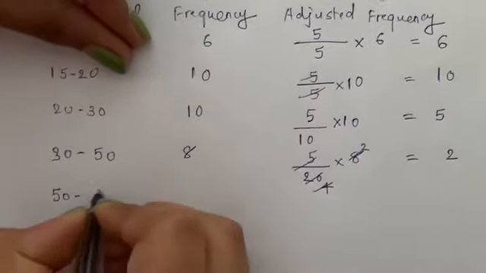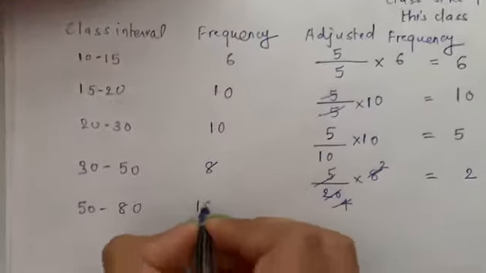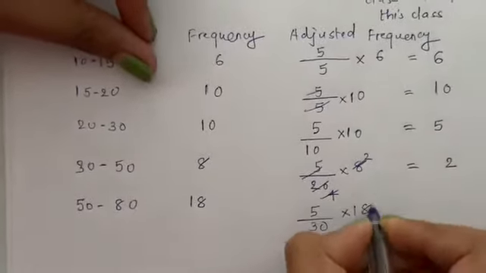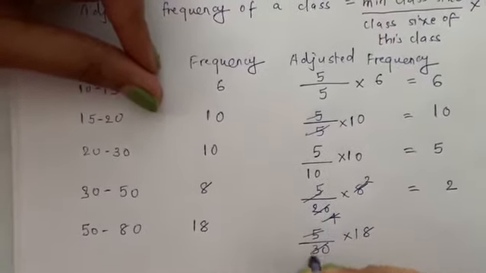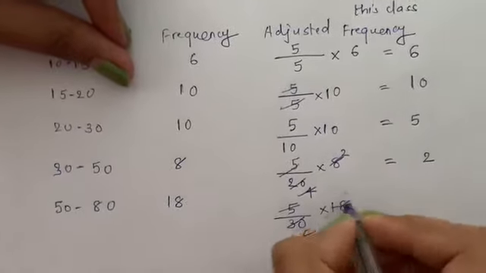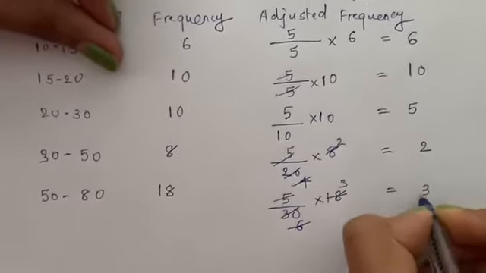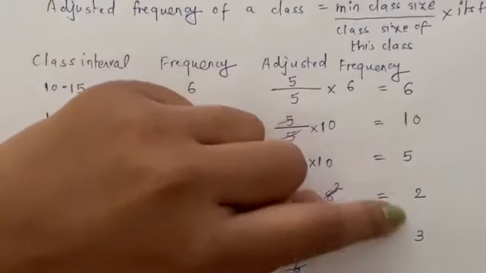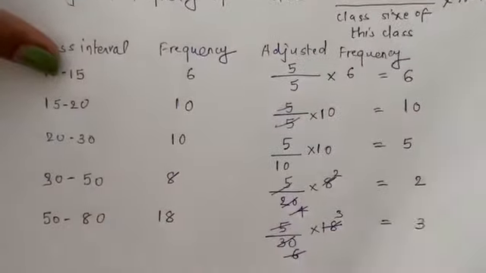Then 50 to 80. At that time the frequency is 18. So 5 by 30 into 18. 5 sixes are 30, 6 threes are 18. So it is equal to 3. So these are our adjusted frequencies: 6, 10, 5, 2 and 3. Now with the help of that we have to draw a histogram.